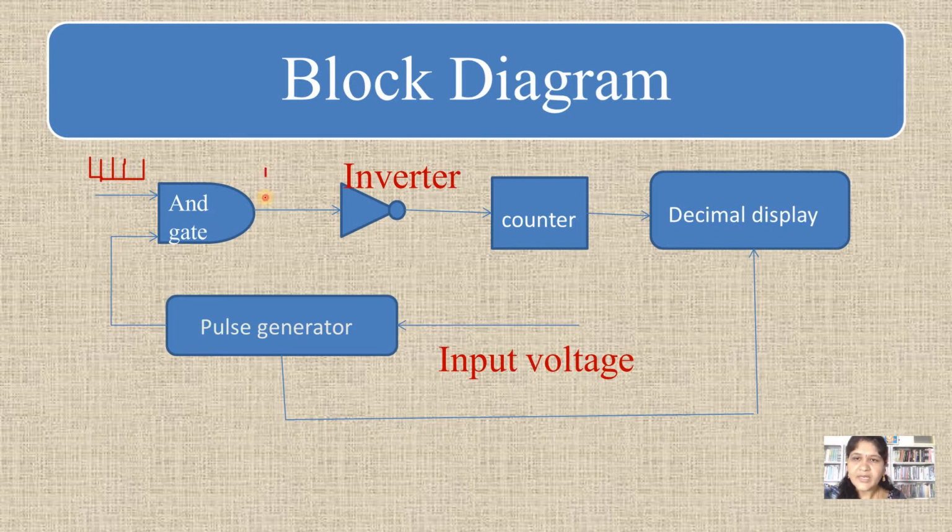The output of the AND gate is given to the input of the inverter. The function of the inverter is to invert the waveform. So you can see the output is the inverted form of the input. So you will get the opposite direction or inverted waveform. Then the output of the inverter is given to the counter, and the output of the counter is given to the decimal display here. So this is the block diagram. Now let us study these components in detail.